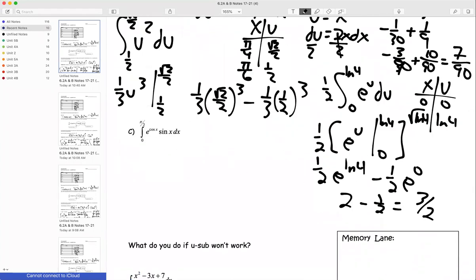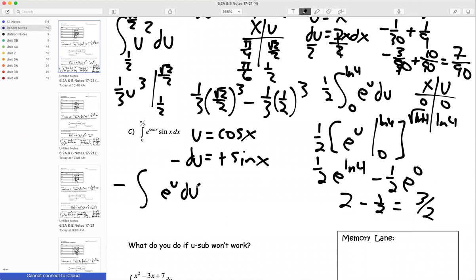Well, what's my u in this case? Cosine of x. And my du? Cosine of x, the derivative is negative sine of x. All right, so I've got to get rid of this negative by multiplying by -1 on both sides. So I'm going to have a negative outside my integral, and then I'm going to have e to the u du.